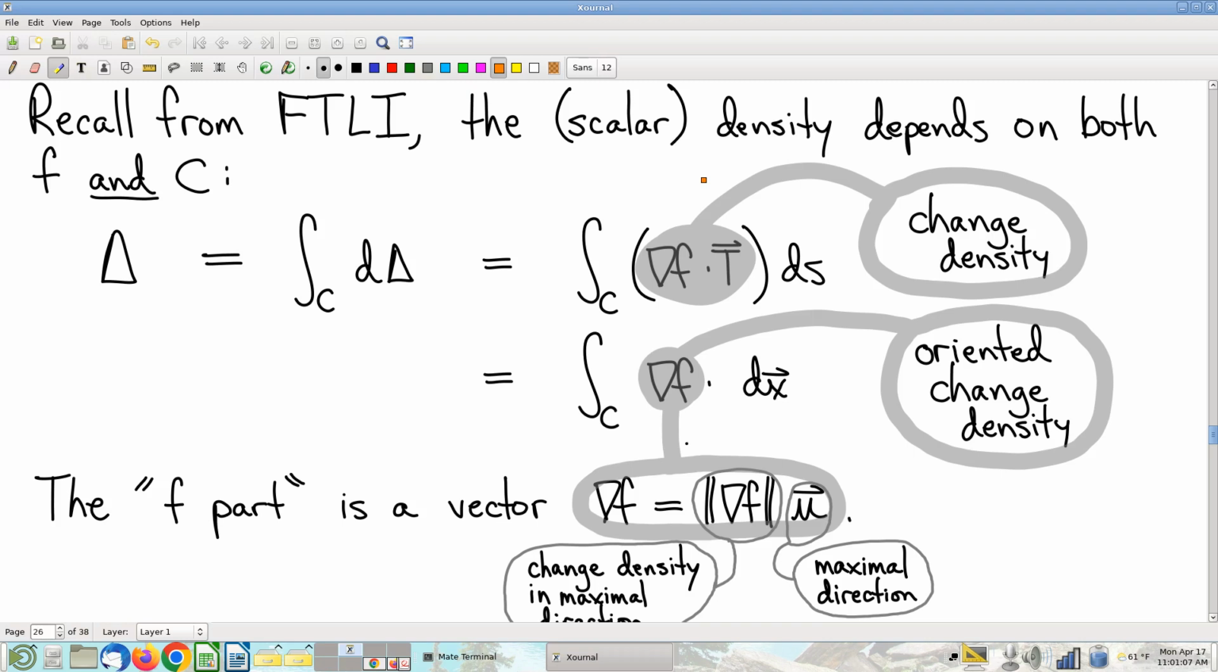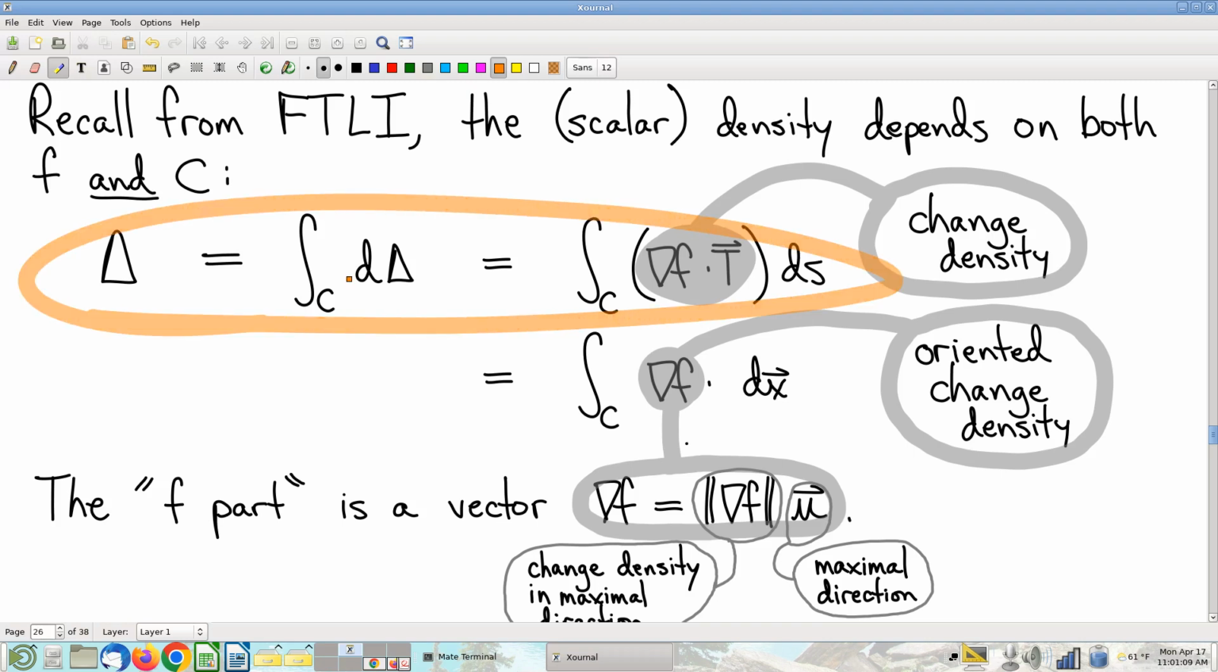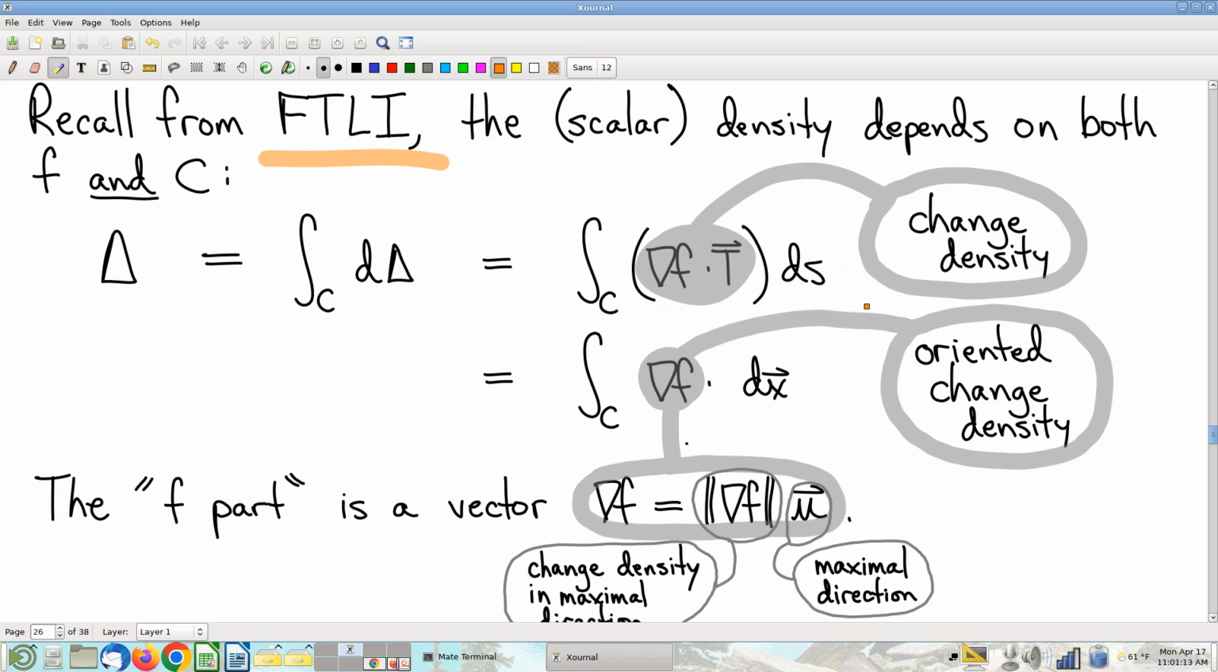Here's where we've seen it before. Fundamental theorem of line integrals. And our formula for change density was this. Right? So, we've seen it before. So, what I did at the time is I said, well, look, you can kind of lump all of this together, call that the dx vector, which we've done before, which is natural, which we like, right?